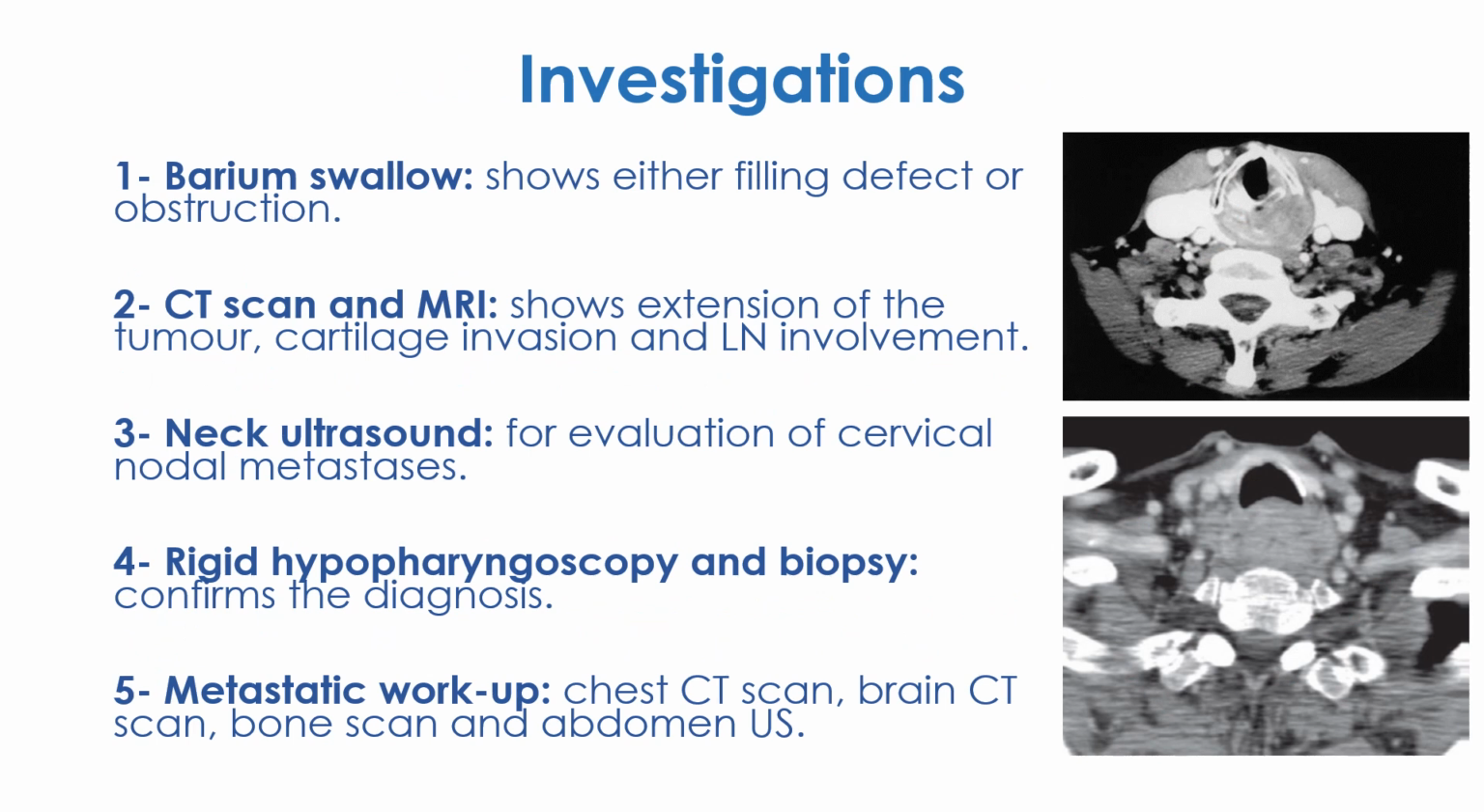Investigations for hypopharyngeal cancer include barium swallow, which will show either filling defect or obstruction. CT scan or MRI scan will show the extension of the tumor, as in the top photo you could see the tumor here eroding the arytenoid on the right side and eroding the posterior aspect of the thyroid lamina. So CT scan will show you the extension of the tumor, cartilage invasion, and any lymph node involvement if there is any. Neck ultrasound is the best tool to evaluate cervical nodal metastases, and rigid hypopharyngoscopy and biopsy will confirm your diagnosis. Metastatic workup is required to detect any distant metastases.